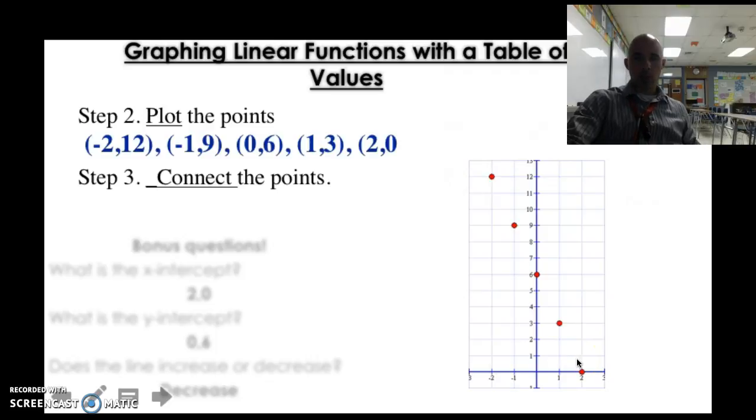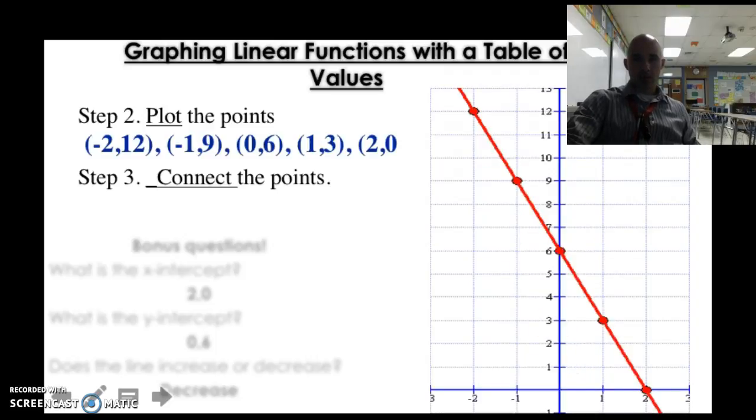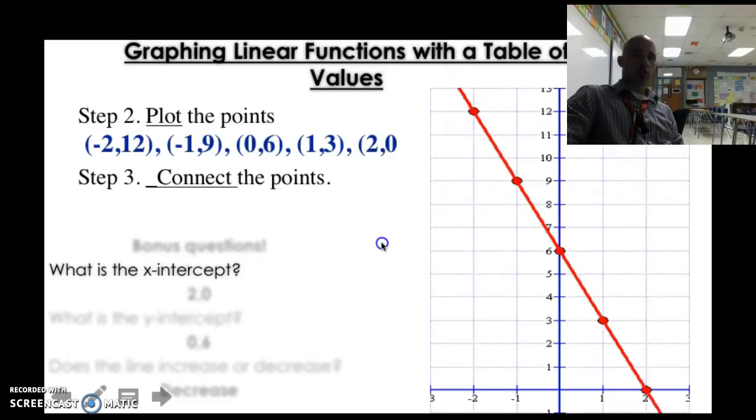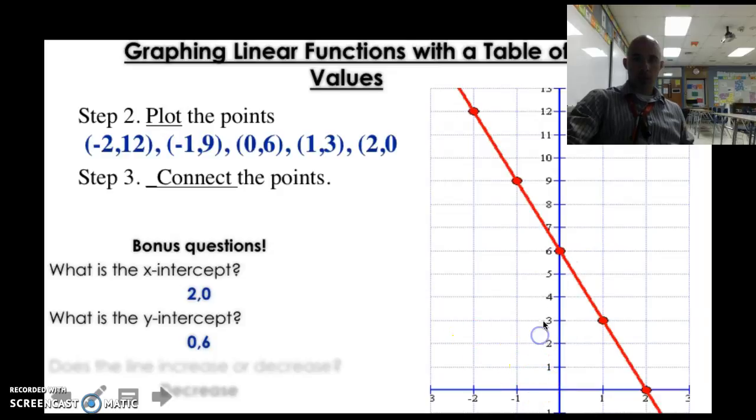Step number 3, connect those points. And then you have a nice line right there. I gave you guys some bonus questions just to have some fun with. The x-intercept is where it crosses the x-axis, at 2, 0. The y-intercept crosses the y-axis at 0, 6. And the line decreases.